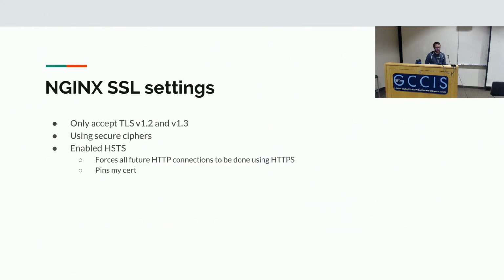So, Nginx SSL settings: I only accept versions 1.2 and 1.3, only secure ciphers, and I've enabled HSTS, right? After the first time someone connects to me, their browser gets a notice that every time you connect to Hold My Beer, always use HTTPS. That's what HSTS does. It's saying, anytime you make a connection, always use HTTPS, which is good.